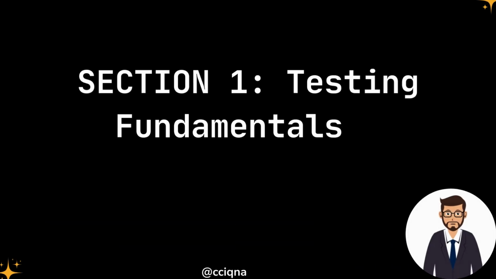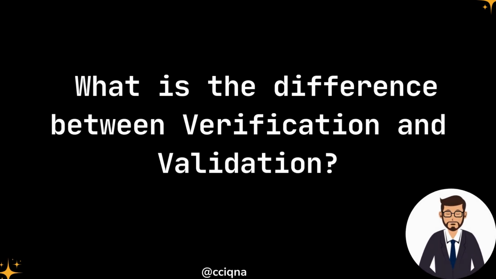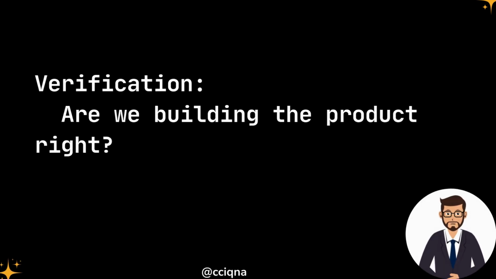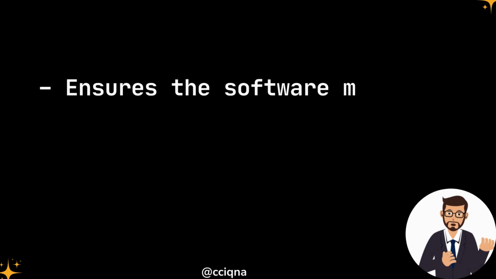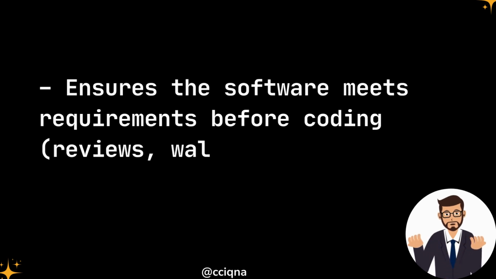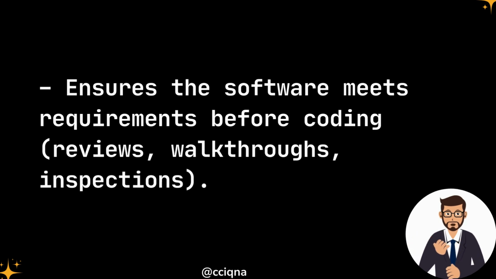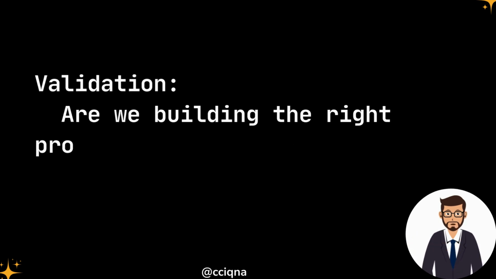Section 1. Testing fundamentals and methodologies. Q1. What is the difference between verification and validation? Verification: are we building the product right? Ensures the software meets requirements before coding. Reviews, walkthroughs, inspections. Validation: are we building the right product? Ensures the final product meets user needs.